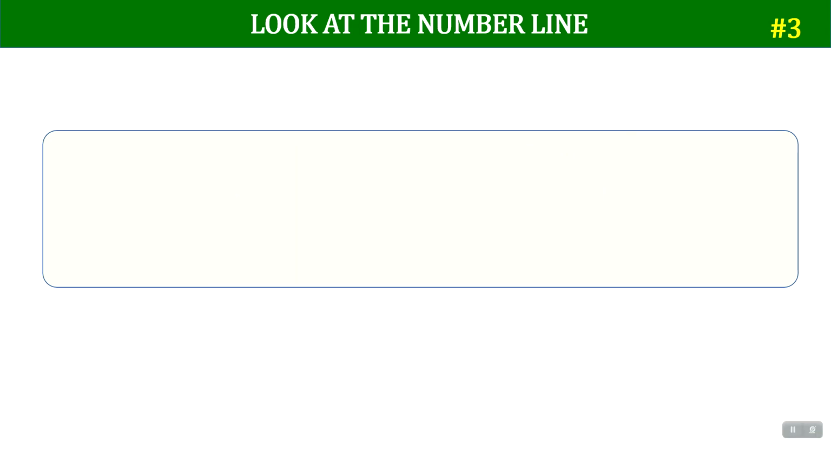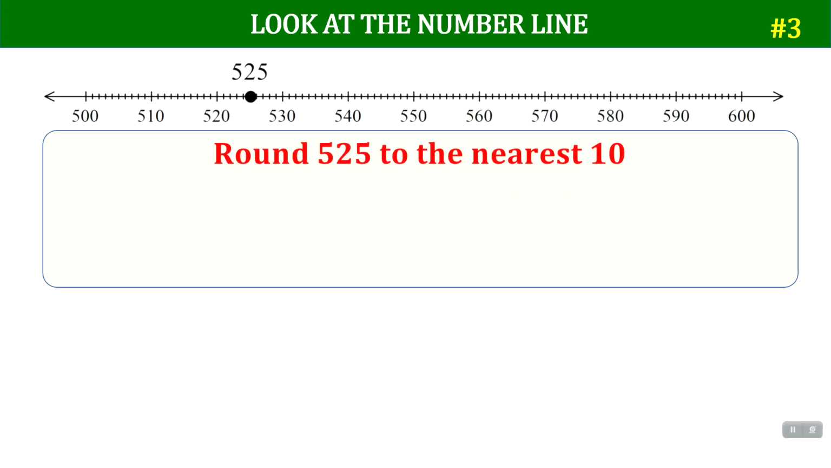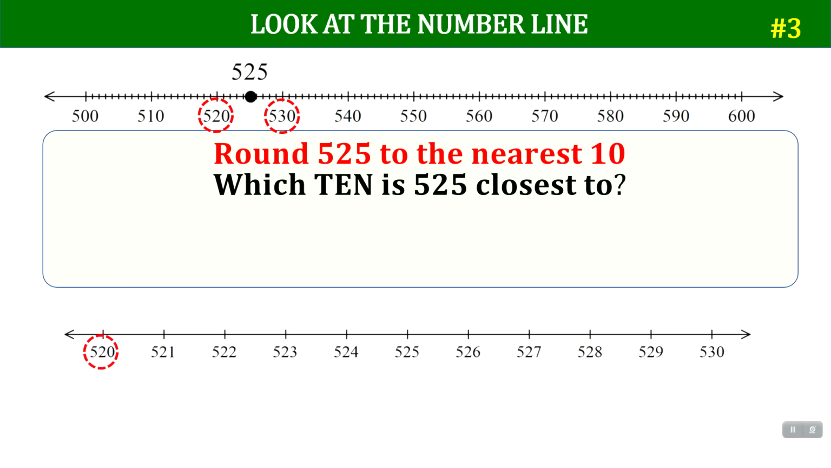Let's look again at the number line and see where 525 fits in. Round 525 to the nearest 10. Again, we can see on the number line that the numbers go in tens. 500, 510, 520, and so on. 525 is between 520 and 530. But which 10 is it closest to? Again, let's have a look and see if we extend out the number line. 520 is on the left, 530 is on the right, 525 is somewhere in the middle.